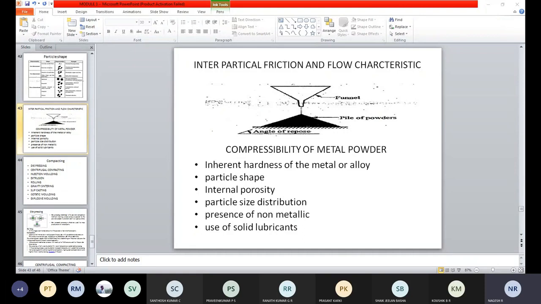The figure, can you say anything? What it is, interparticle friction and flow characteristics? One funnel is given, and a pile of powder is given. Okay, what is that?